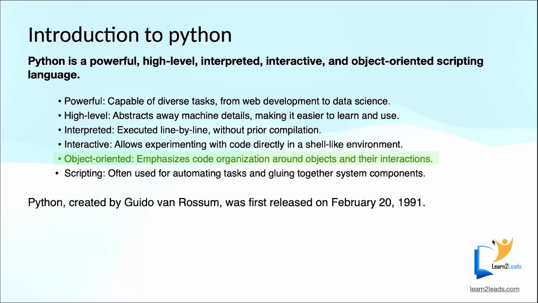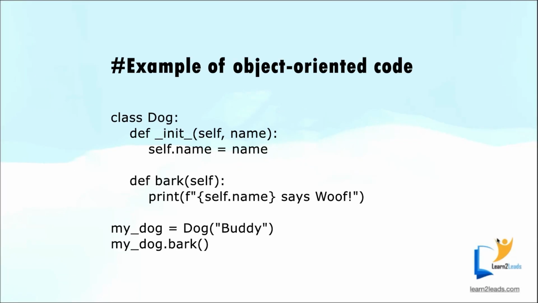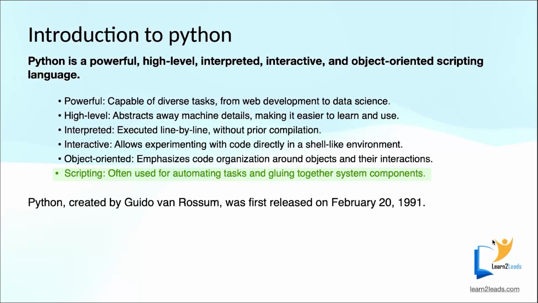Object oriented. Object oriented in Python is a way of structuring code around objects which bundle data and actions for ease of use and maintenance. Scripting. Scripting is a way of giving your computer a set of instructions in a simple step by step way. For example, you have a lot of files in your computer and you want to rename them, but you don't want to do it one by one or manually. So you write a script and run it, and Python takes all the files and renames them according to your code.